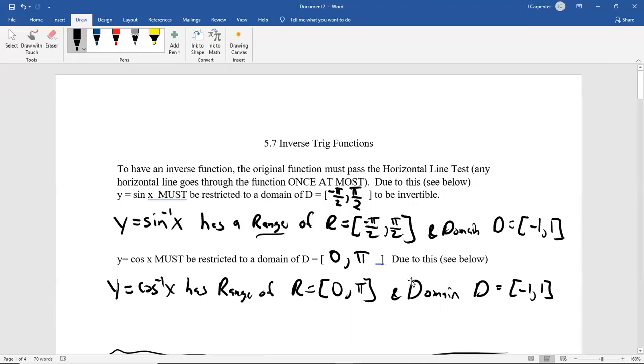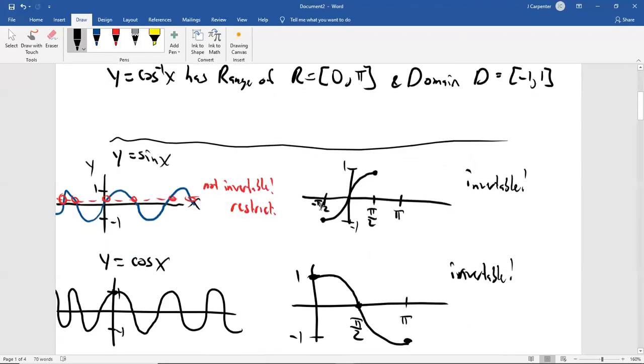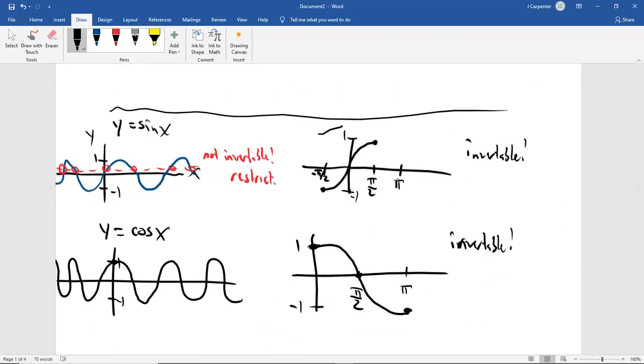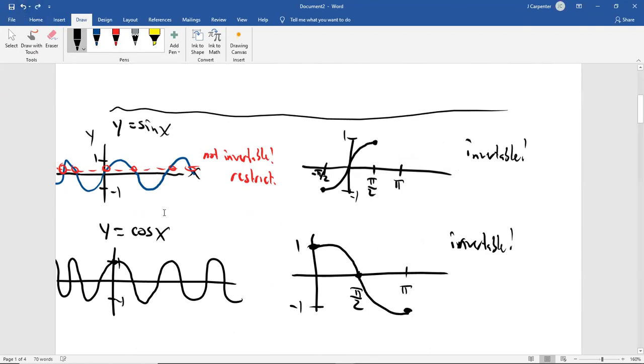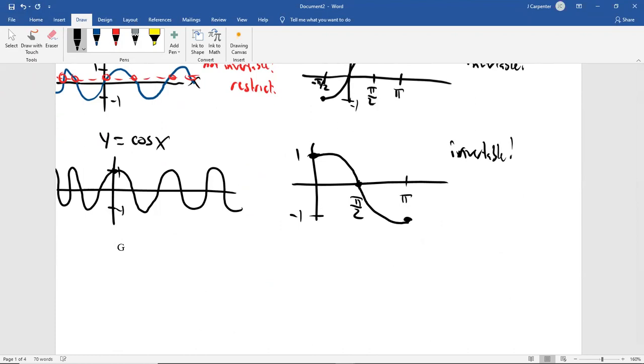All right, something that I'm not really going to use moving forward. But here was the graph of sine to make it invertible. Here was the graph of cosine to make it invertible. Let's invert those graphs. So here we're going to do the graphs of the inverse functions, inverse sine and inverse cosine only.